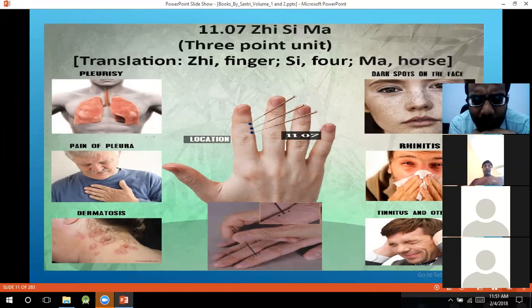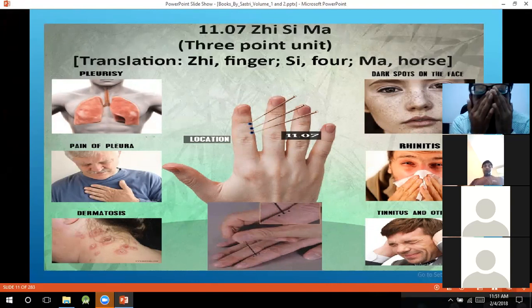So this is 11.07. This is called a 3-point unit, and it is called G-Shima. G-Shima is very good for pain recovery of dermatosis, especially in eczema, and for tinnitus and otitis, whenever there is too much noise.